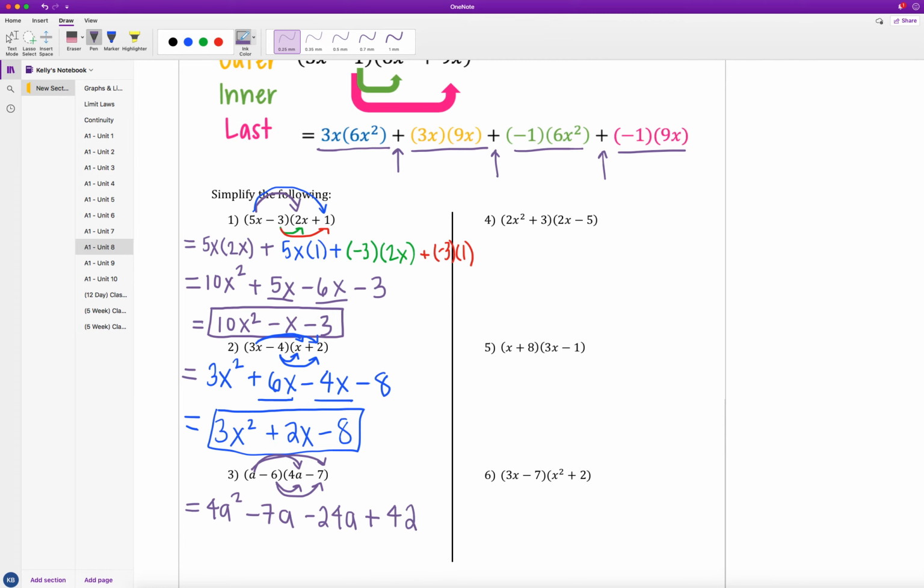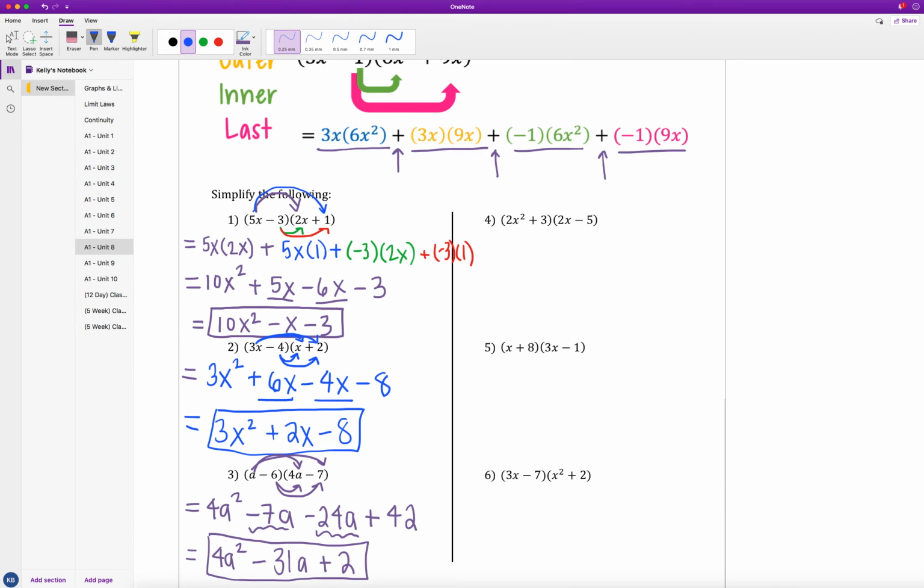So our next step is to combine any like terms if we can. And in this case, again, I can combine our middle terms here. So I end up with 4a to the second minus 31a plus 42 then. And that will be our simplified or our multiplied out form for example 3.